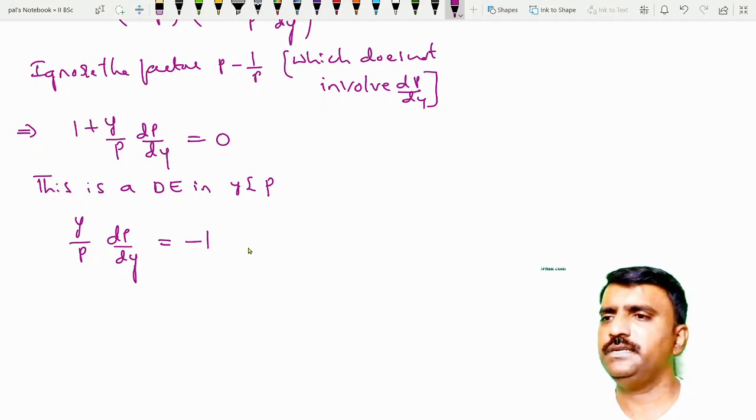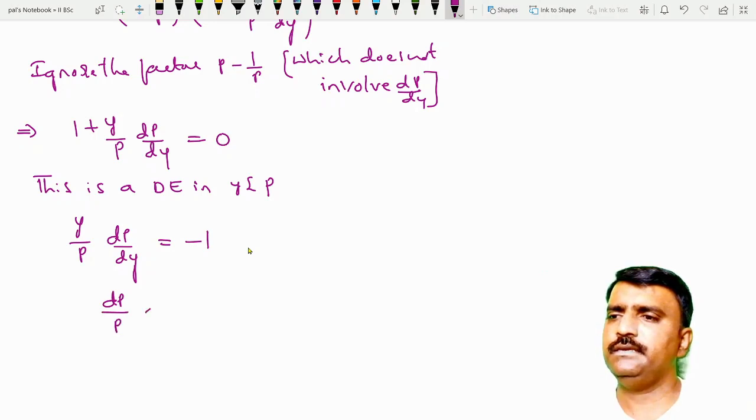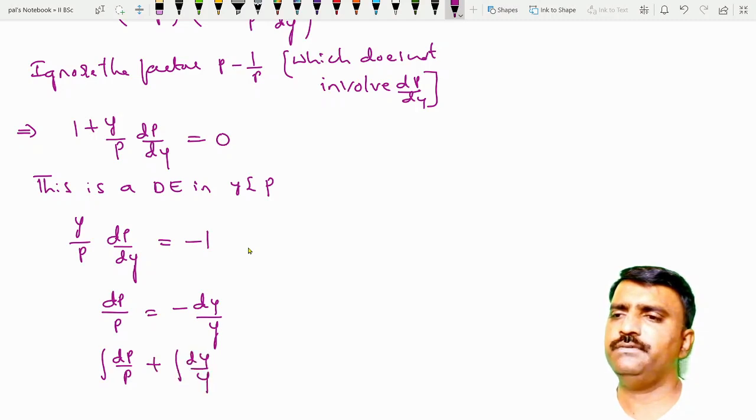Taking cross multiplication, you write dp by p is equal to minus dy by y, and integrating this, integration of dp by p plus integration of dy by y. This is because when it comes to the left hand side, it becomes plus, is equal to constant. I am taking this constant as log c.